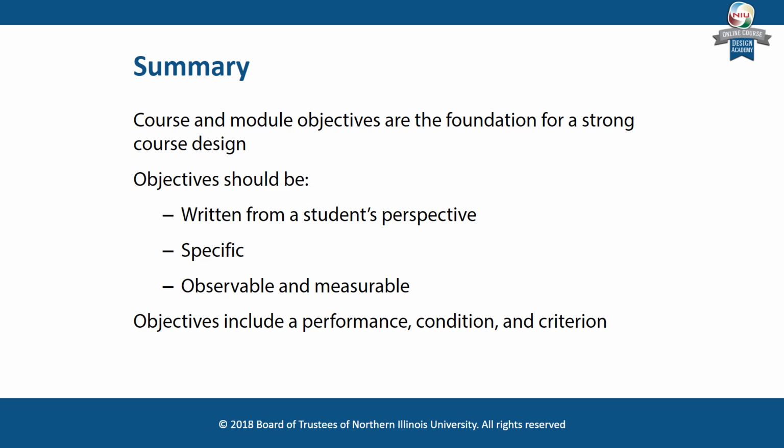Crafting strong objectives can be time-consuming, but it is time well spent. The course and module objectives together form a foundation for the rest of the course design. Good objectives should be written from a student's perspective so that they are meaningful to students. Objectives should also be specific, observable, and measurable. Finally, objectives have 3 components: the performance, condition, and criterion. The performance should be written with an active verb instead of using vague terms like know or understand.